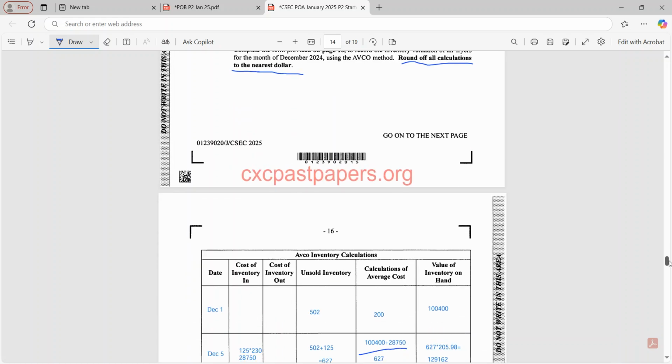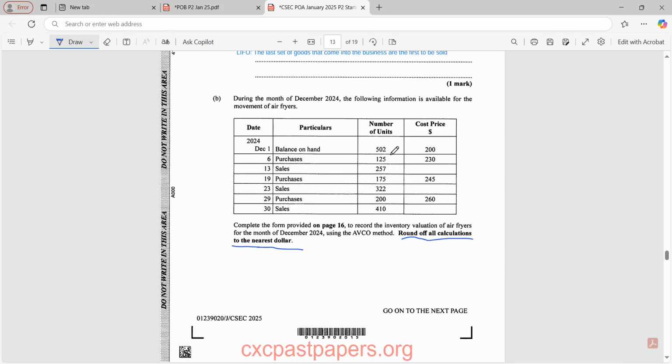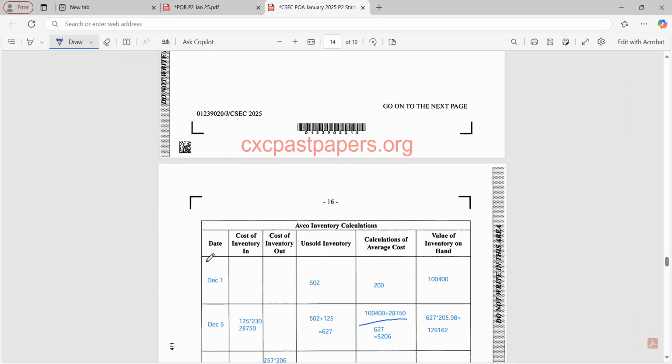Let's move along. Starting with December 1, balance on hand is 502 units at $200 cost. So we're going to say December 1, it is unsold inventory from the period before, so it's 502 at an average cost of $200, which gives us a total value of inventory on hand of 100,400. How did we get this? We multiply 502 by 200, and we get $100,400.